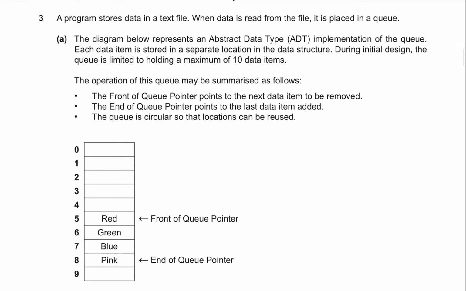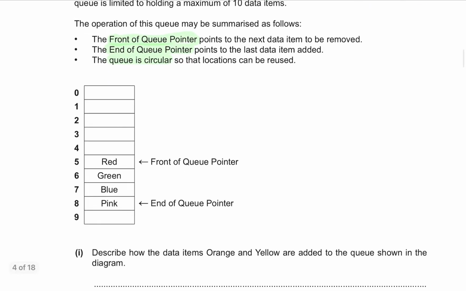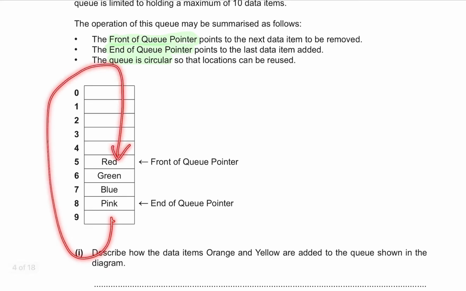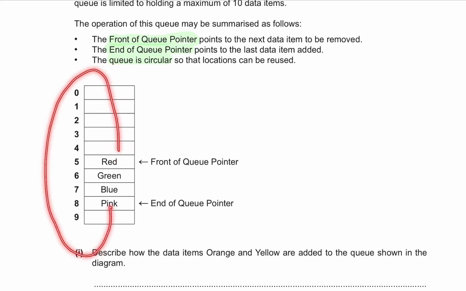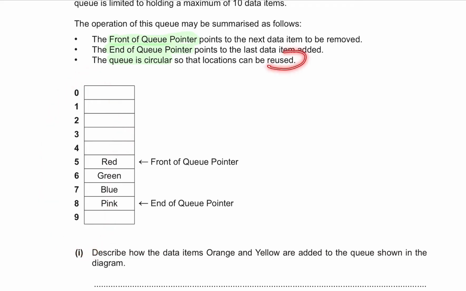Okay, question number 3. A program stores data in a text file. This is a text file question. When data is in a text file, abstract data type, ADT implementation of a queue. So you have 3 things: front of queue pointer, end of queue pointer, and the queue is circular. Circular means the queue will go in a circular manner. So they can be reused.